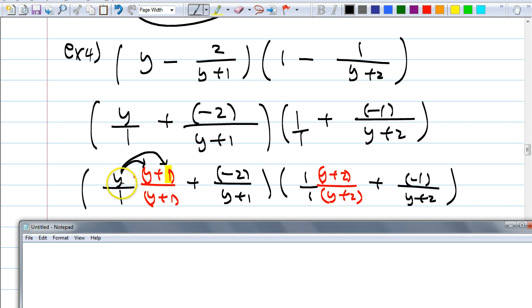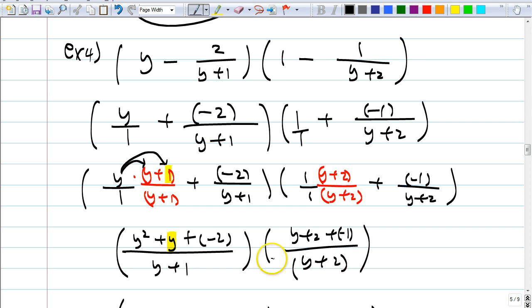So we're multiplying y over 1 times y plus 1 over y plus 1. What does that give you? y squared plus y over y plus 1, plus negative 2 over y plus 2. Right, and then here is just y plus 2 plus negative 1, right?